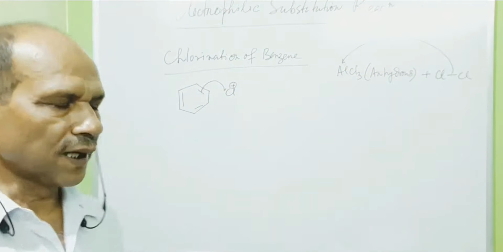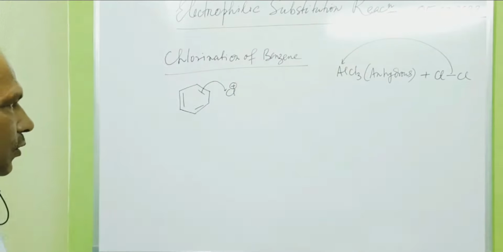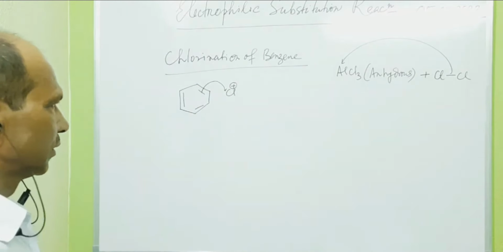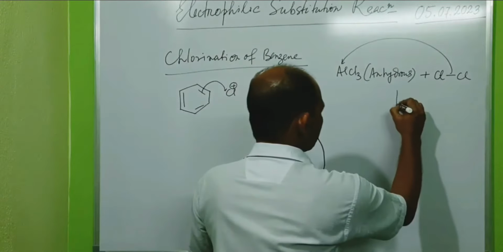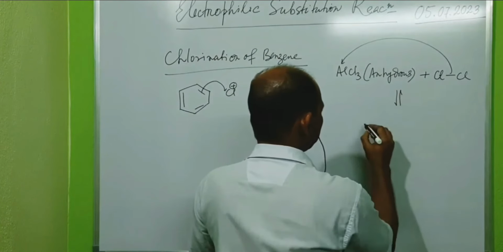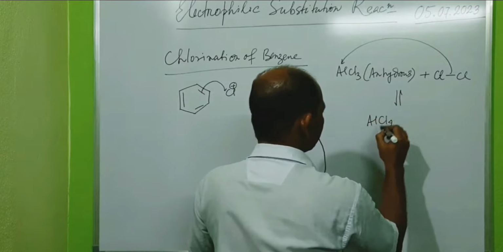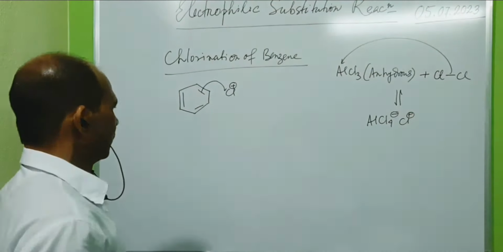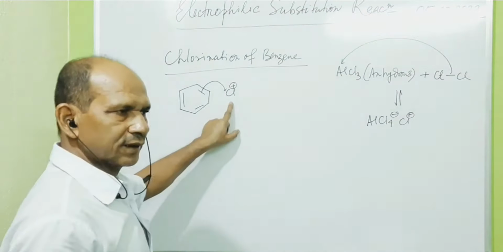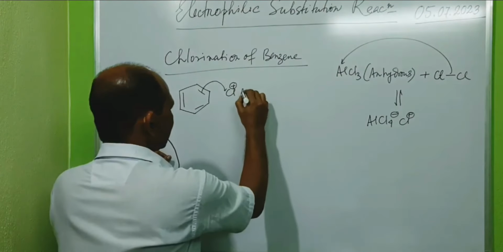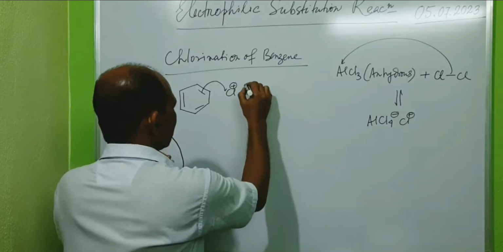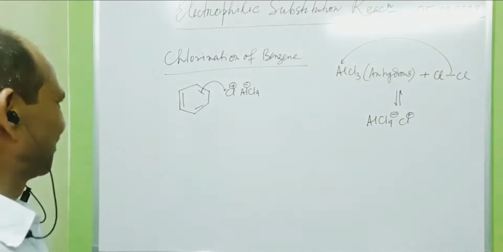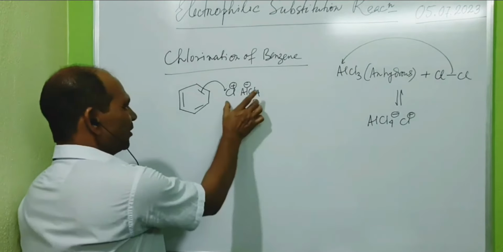The bonding electron pair of the Cl-Cl bond attacks the vacant orbital of aluminium. Is it alright? Yes. That leads to the ion pair AlCl4 minus and Cl plus. So here not only Cl plus is present, AlCl4 minus is also present near the Cl plus. This is an ion pair.